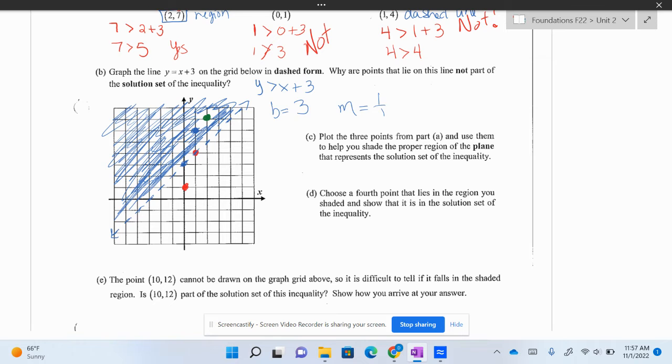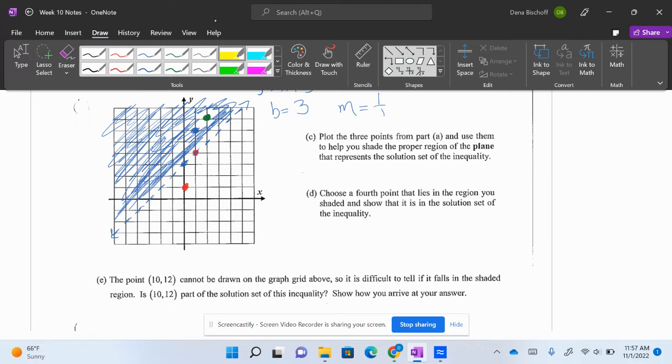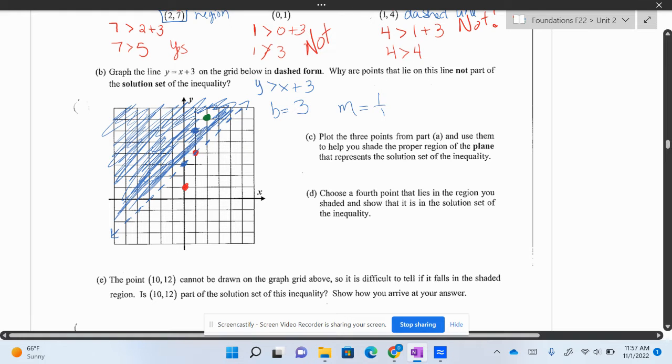I need to change the color really fast. I don't think you can see that any better, but there we go.